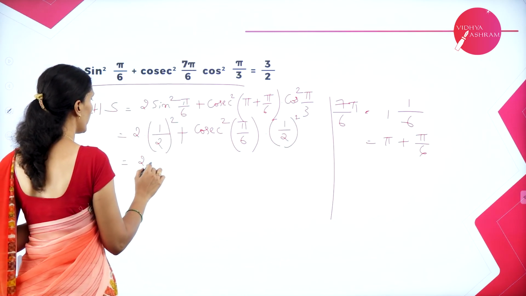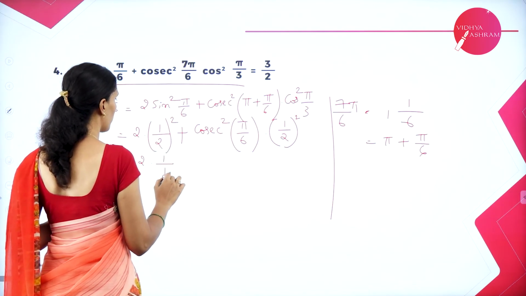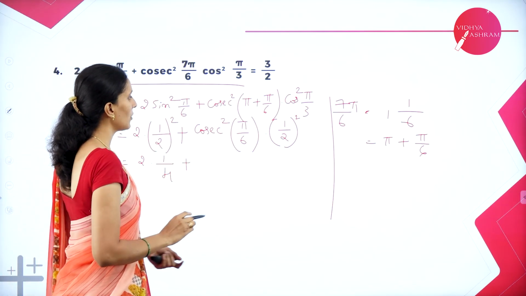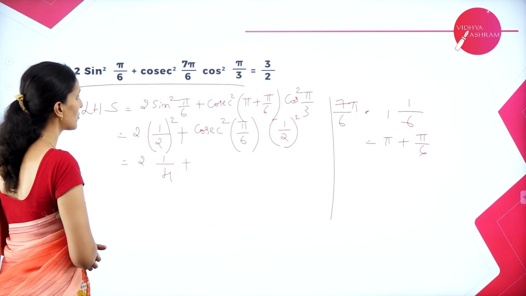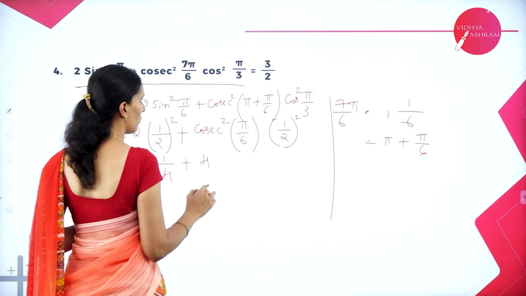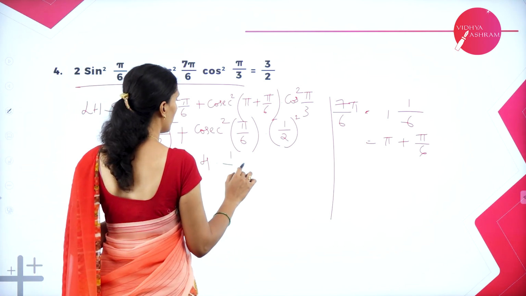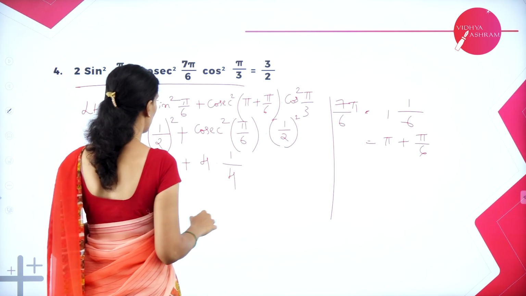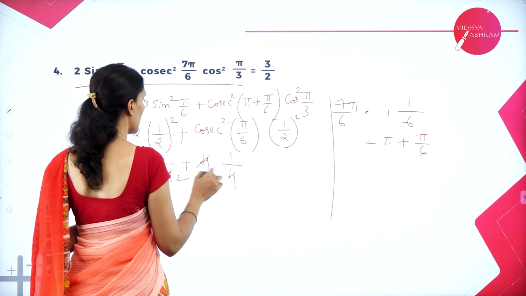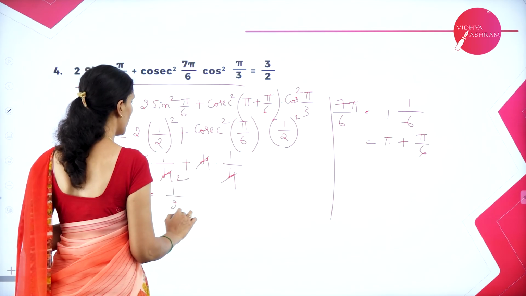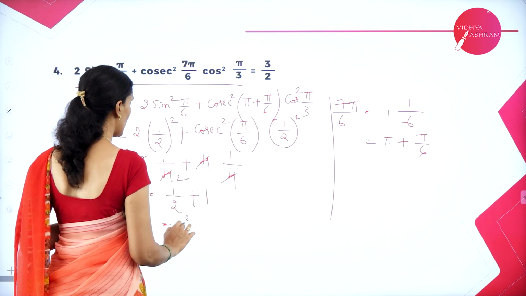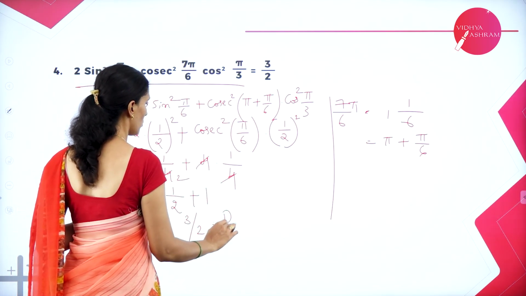So it is 2 into 1 by 4. The cosecant value of pi by 6 is 2. So 2 square is 4 into 1 by 4. So 2 ones are 2, 2 twos are 4, so half. So it is half plus 1, which is nothing but 3 by 2, which is your right hand side.